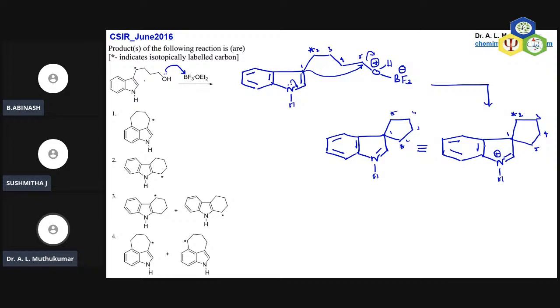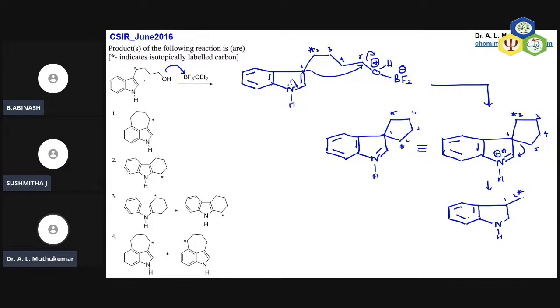So in the first way, what is happening? This bond electron is migrating here and attacking the C2 position of this indole ring system. This electron is moving over here, which will lead to the formation of a 6-member ring. You can check this electron will be here. So you have the isotopic labeled carbon.